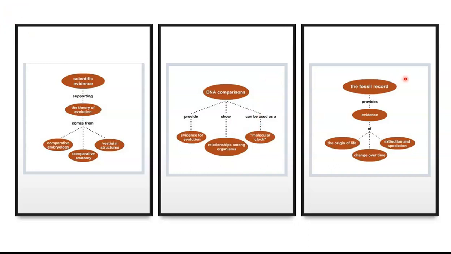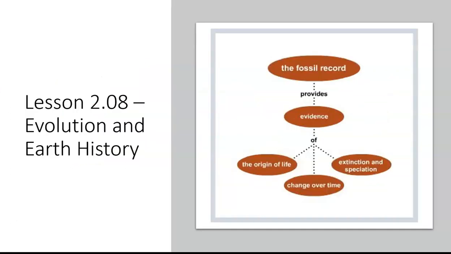And in lesson 2.08, when you read that, you're going to learn more about the fossil record, which provides evidence of the origin of life, change over time, evolution, and extinction and speciation. So the 3 concept maps from the lessons we did in our last class and today all give you an idea of the evidence that's out there to support the theory of evolution. So let's go ahead and move on to lesson 2.08, Evolution and Earth History.